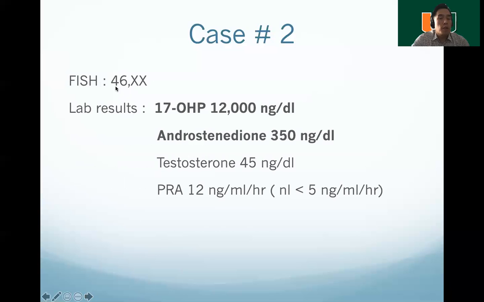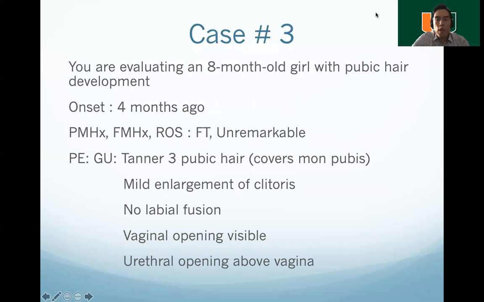Now, I send FISH for karyotype, and it is 46XX. I send laboratory tests. This patient has 17-hydroxyprogesterone of 12,000 with some accumulation of androstenedione and testosterone. Renin is extremely elevated. Now, renin is very difficult to interpret in newborns because it is usually elevated. So this case is a severe form of 21-hydroxylase deficiency in an XX individual that caused masculinization of external genitalia.